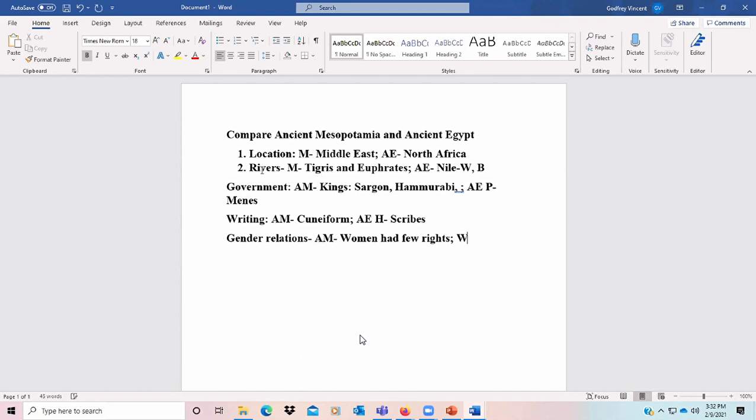We saw women were what? Pharaohs, right? In Mesopotamia, they were not pharaohs. So some women in ancient Egypt had more rights than women in ancient Mesopotamia.